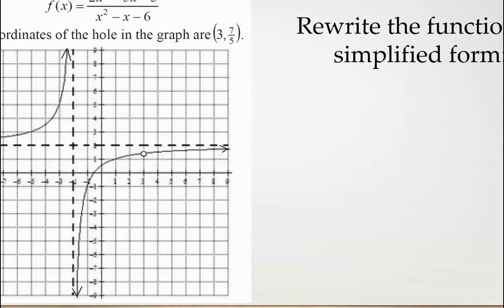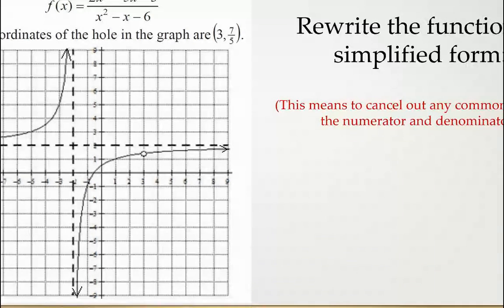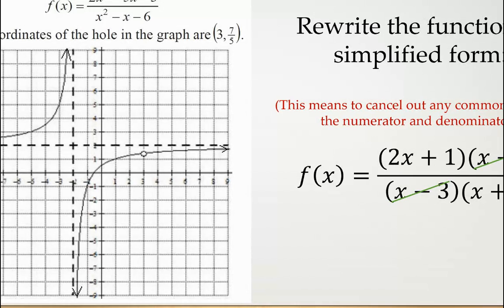Now we're going to rewrite the function in simplified form. This just means we're going to cancel out any factors that are common to the numerator and denominator. You will notice that both the numerator and denominator have a factor of x minus 3, so we're going to cancel that out. This leaves us with the simplified function f of x equals 2x plus 1 over x plus 2.